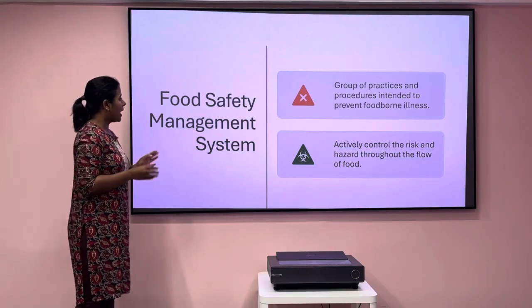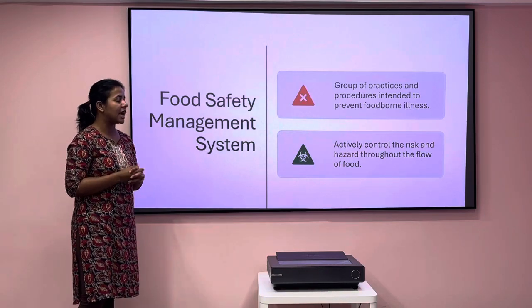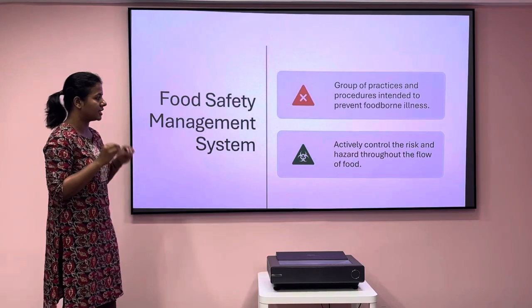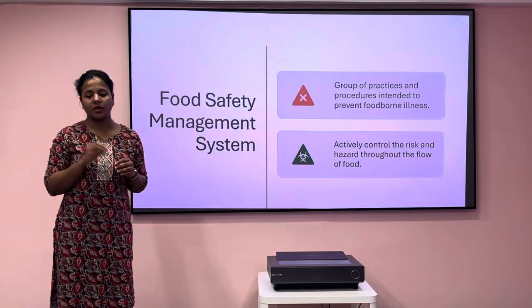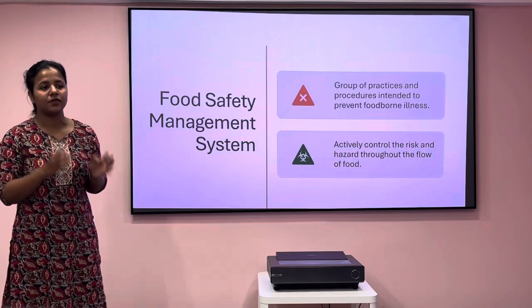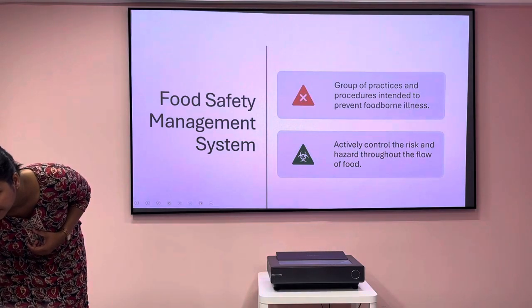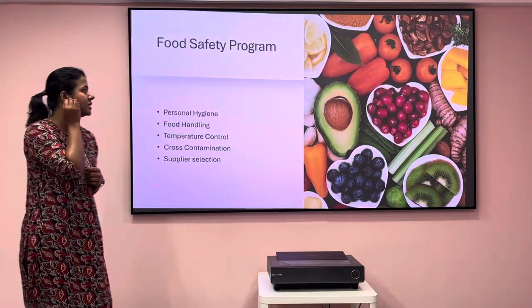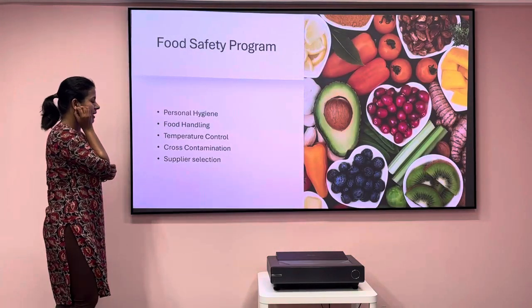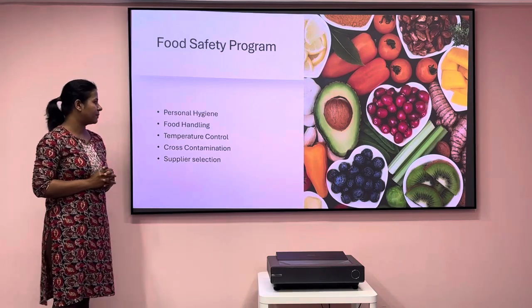Okay. When we implement the food safety management system, it actively controls the risk and hazard throughout the entire flow of that food. For this reason we need to implement the food safety management system. For implementing it, there are many food safety programs: personal hygiene, food handling, temperature control, cross contamination and supplier selection.